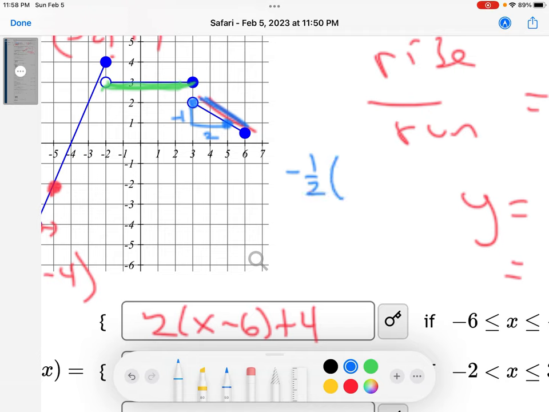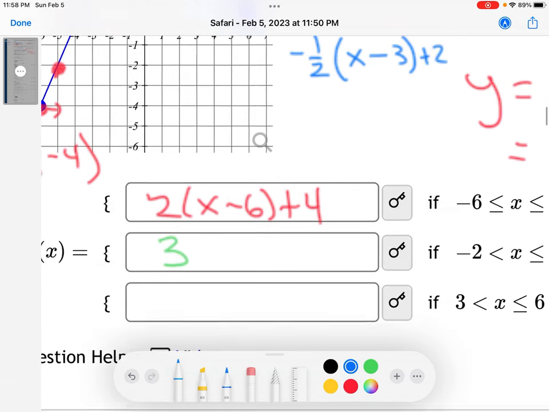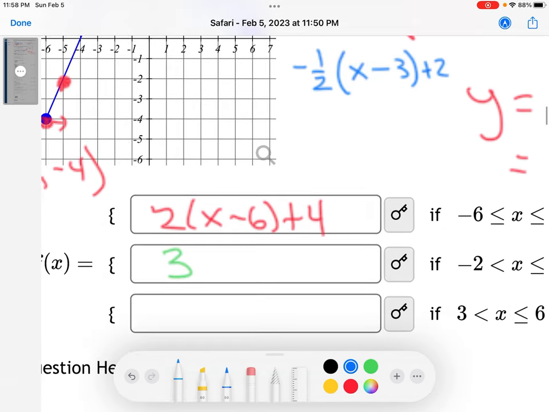And now we're going to do x minus, and what are the coordinates of that point? The coordinates of that point are 3, comma 2. So x minus 3 plus 2. So we'll put that in there. -1/2 times x minus 3, plus 2.